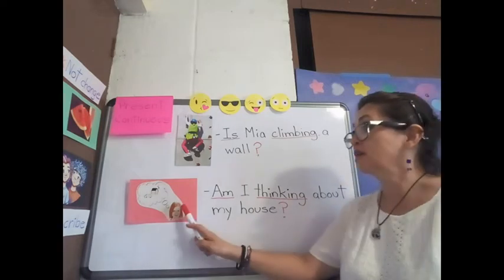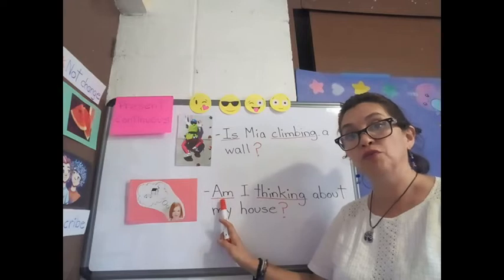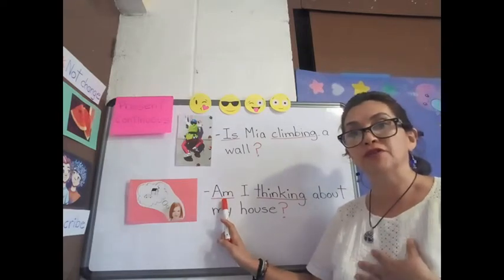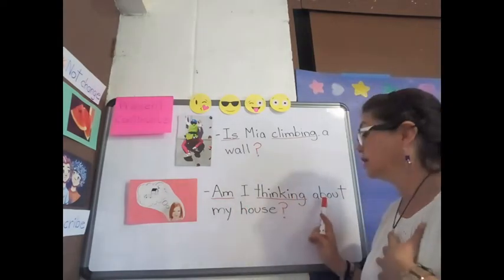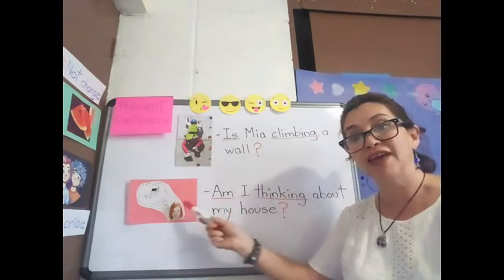And now an example with the verb think. First, we put the verb to be for the first person. Am. Am I thinking about my house?